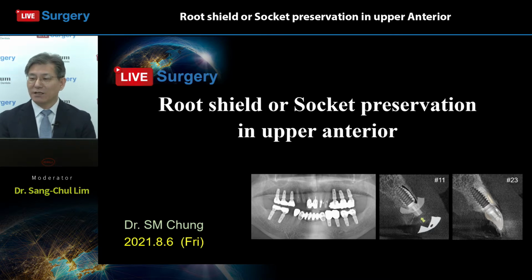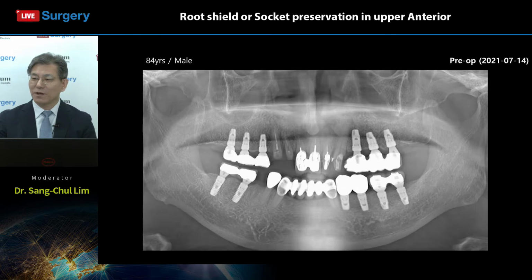Today's case: socket shield or socket preservation in the upper anterior. As you can see, the upper 6 anterior teeth of the patient have already failed and it is a bad situation. So the patient needs to be replaced with implant-supported prosthesis. Today's patient is an 84 years old male patient.